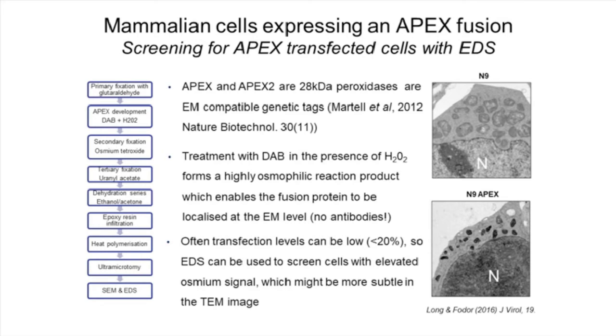However, transfection rates can often be very low depending on the cell line, and Apex-induced staining may be more subtle in EM images if localized to different organelles or specific membrane sites, for example, on certain faces of the Golgi. So to save time at the TEM, samples can be pre-screened in the SEM using EDS.